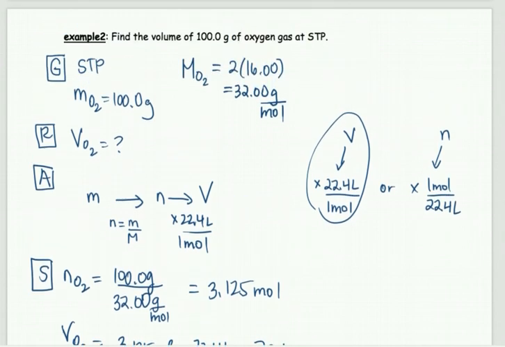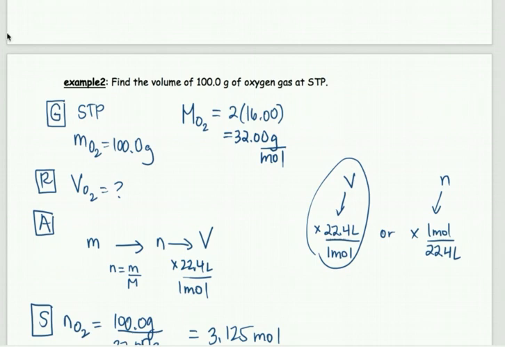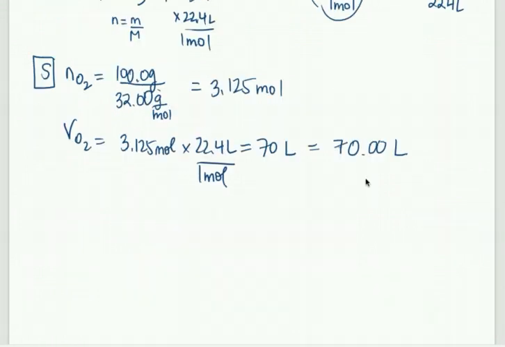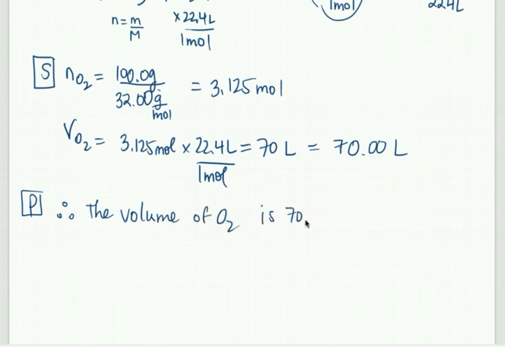I'm looking for my sig figs here. The only number I was given was the 100 grams, and there are 4 digits to it, so I'm going to change this so that I have 4 digits. It'll be 70.00 liters to have 4 sig figs. So the final statement: therefore, the volume of oxygen is 70 liters.